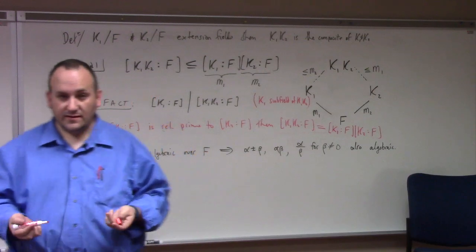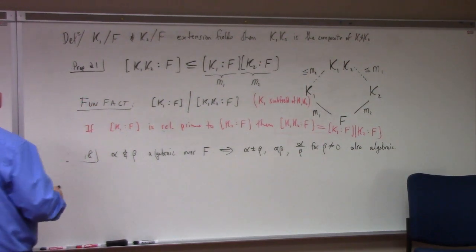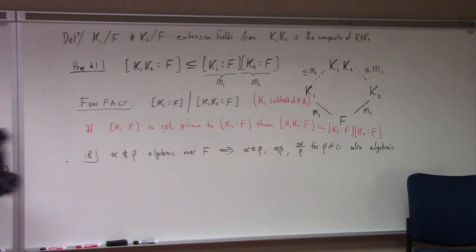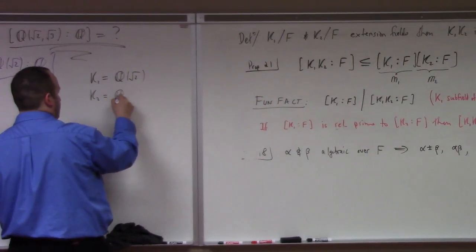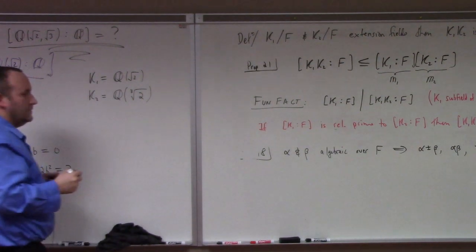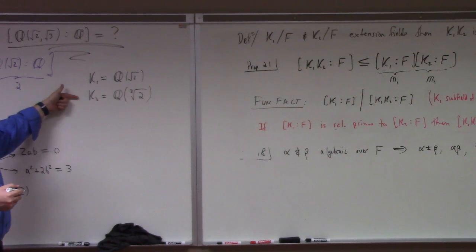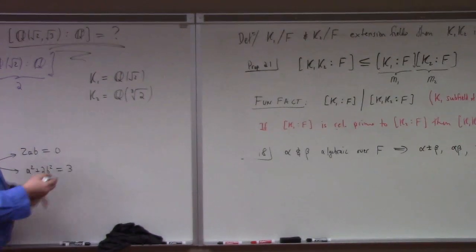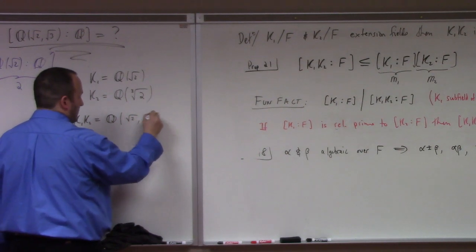The thing we were looking at the start of today is such an example. I've forgotten my example, but he says, composite of the fields: if we take K1 equal to Q adjoin root 2, and K2 equal to Q adjoin the cube root of 2, this is a degree 2 extension over the rationals. This is a degree 3 extension over the rationals. So what is K1K2? K1K2 is Q formed by adjoining both root 2 and the third root of 2.